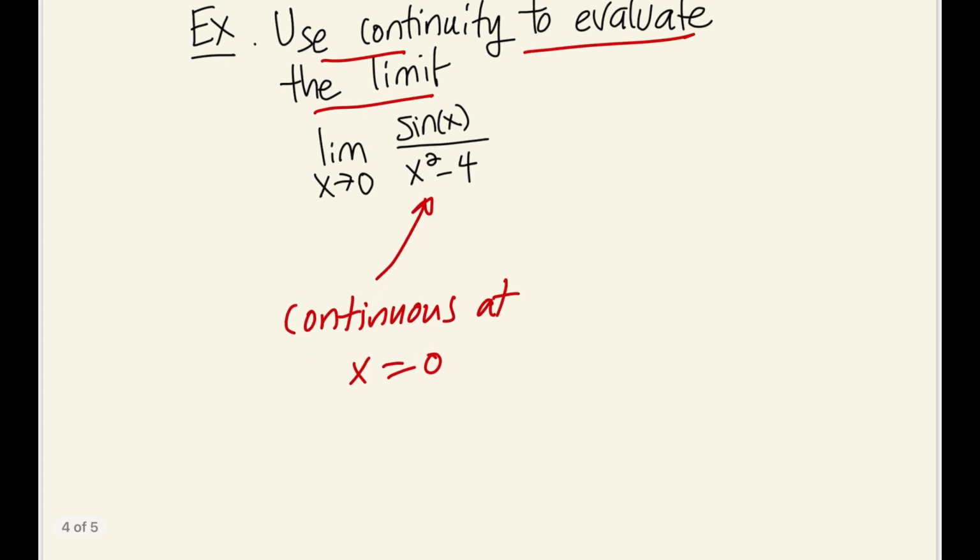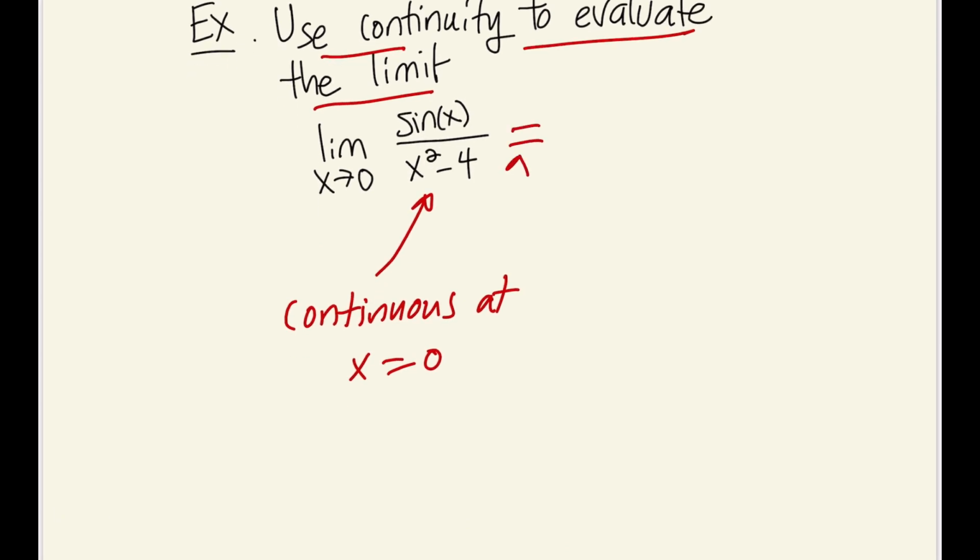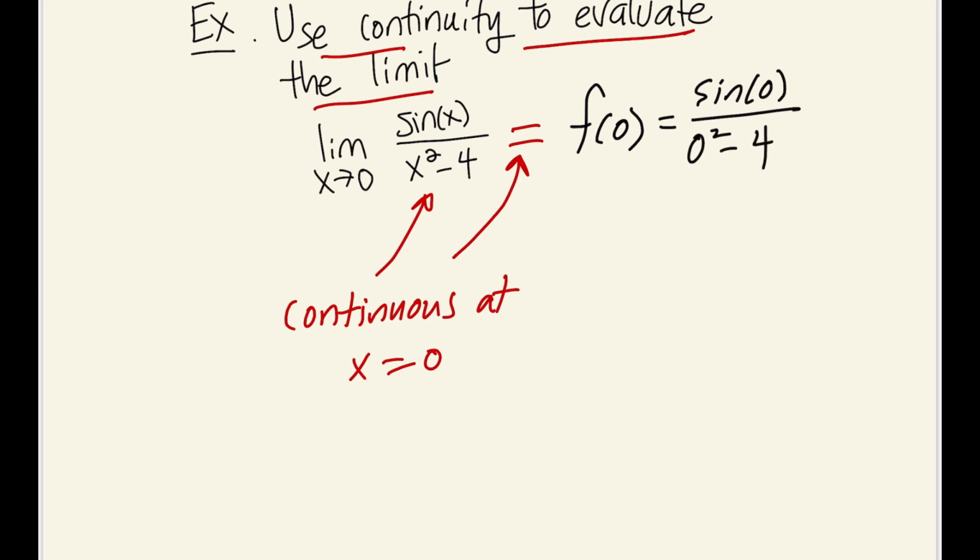So I can go right up here and say, hey, this function is continuous at 0. That means that this limit is equal to f of 0. And f of 0 in this case is sine of 0 over 0 squared minus 4. So that's 0 over negative 4, which is just 0. So basically, if you know that your function is continuous at the limiting value, then all you have to do is just plug that number right in. Direct substitution works in order to find our limit.